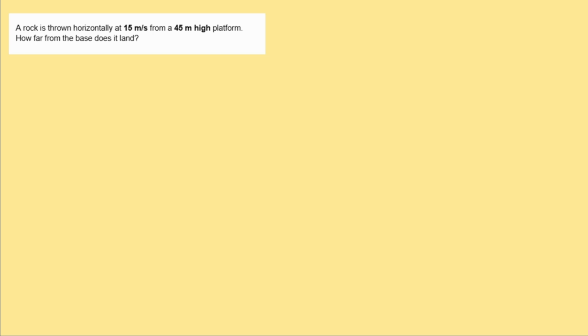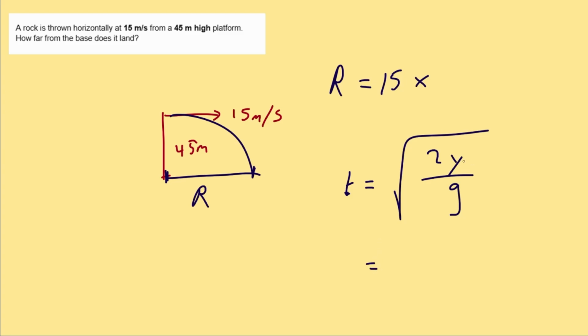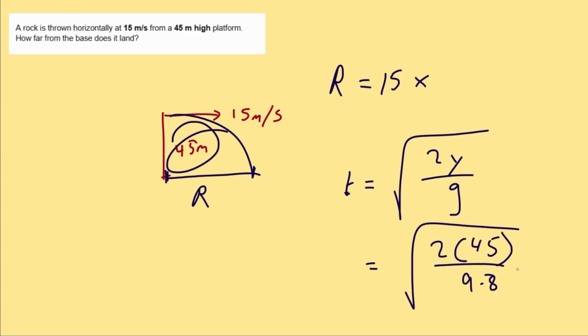So the solution to this one is the same thing. Your rock is thrown horizontally 15 meters per second off of a platform 45 meters high. We have to find the range. The range formula, which is the same as x, by the way, but this time I'm writing it as r. It's equal to horizontal speed multiplied by the air time, which we again don't know, but we can use the same formula. t equals root 2y over g. Let's sub in our values. So 2y is 2 times 45. Gravity is 9.8. This gives us roughly 3.03 seconds.